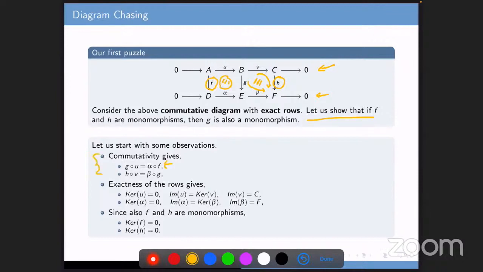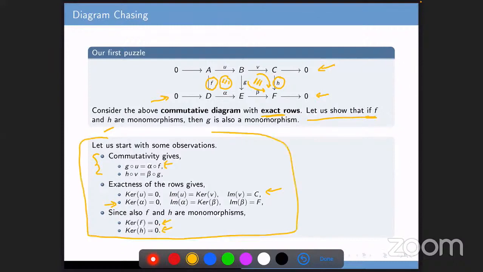And next, we have the exactness of these rows. And from here, we know what a short exact sequence is, right? We have all these satisfied. Kernel U is 0, image U is equal to kernel V, and image V is C. And the next row from the exactness of this row, okay, we have this information too. Next, we are also given that F and H are monomorphisms, which means kernel F and kernel H are going to be 0. This is the information given to us.